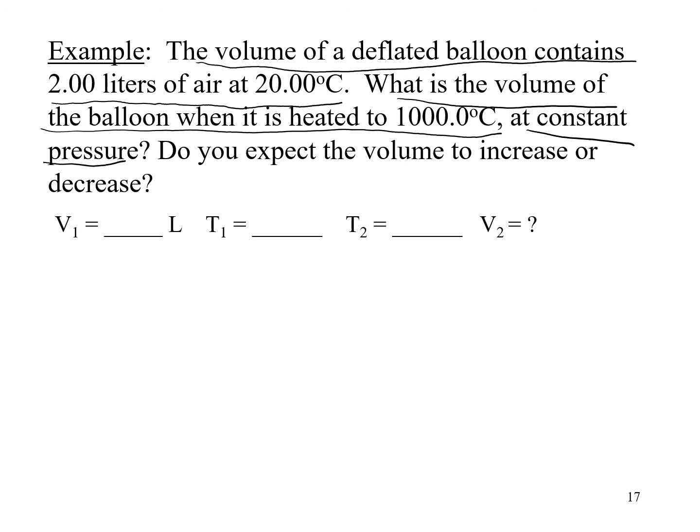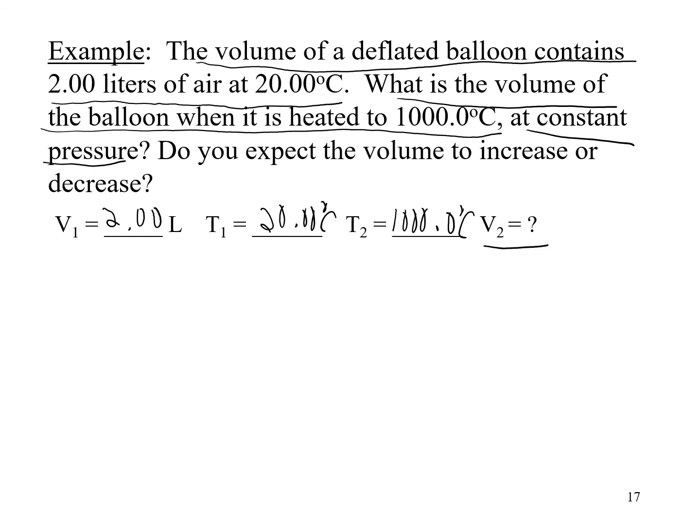So our initial volume is 2.00 liters of air. The initial temperature is 20.00 degrees Celsius. We are going to be heating the air up to 1,000.0 degrees Celsius. And we're trying to find the new volume when we heat it up.